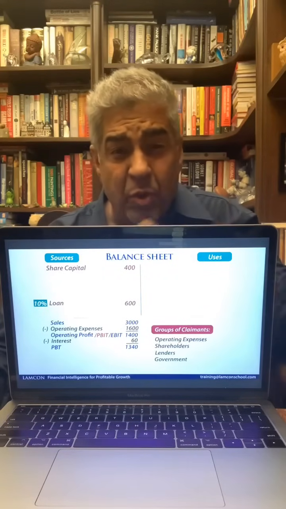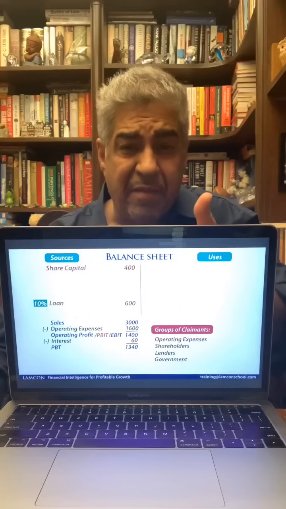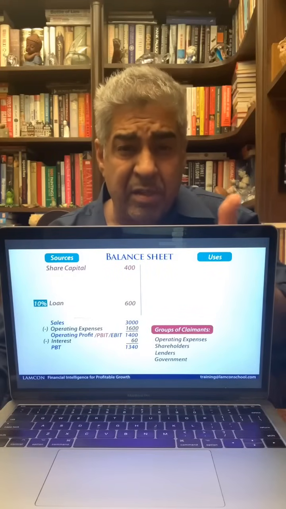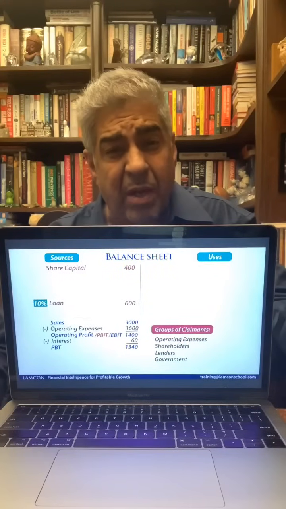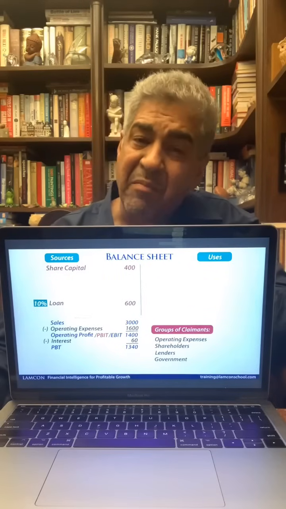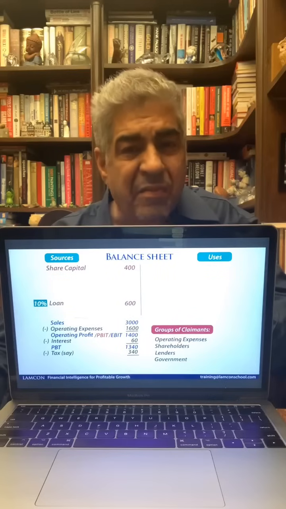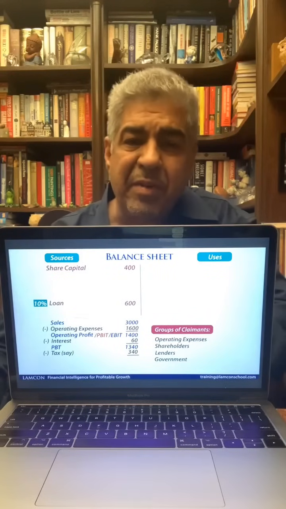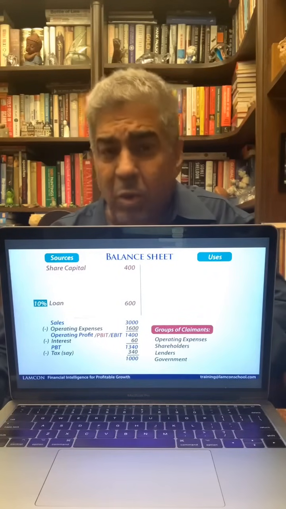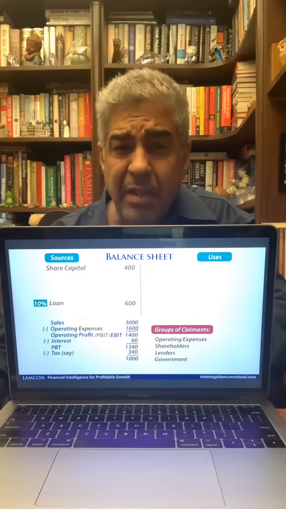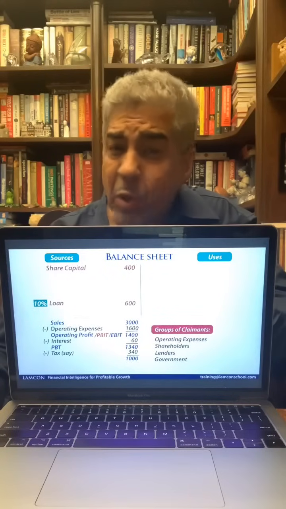Now there are two groups left. You have the shareholders and the government. Whose turn will it be now to be paid? Now you pay the government. Let's imagine the income tax liability works out to 340. You are now left with 1,000 crores. Who does this belong to? This belongs to the owners.